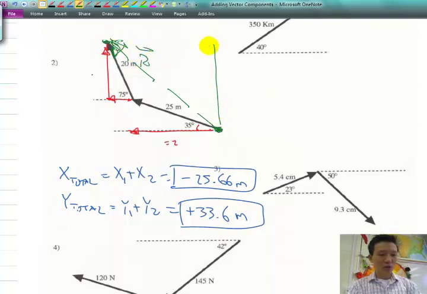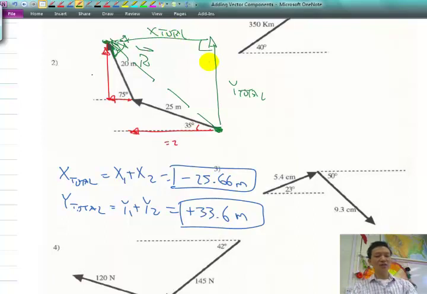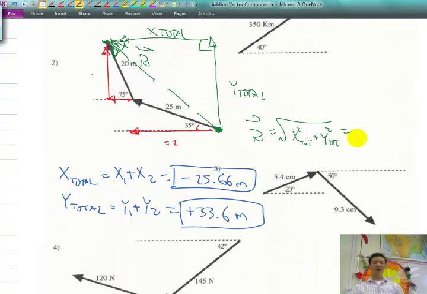R is for resultant. And notice if we do our y total, this is our y total right here, and our x total like this, right? We can get our resultant. And this is a right angle. So how can I get my resultant? A squared plus b squared is equal to what? C squared. So if I just do my x total squared plus my y total squared, and then I take the square root of that whole sucker, I'll get my total resultant. Okay? So take 25.66 squared plus 33.6 squared, take the square root.